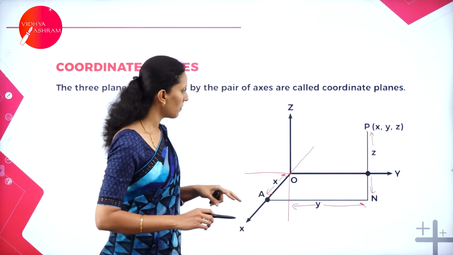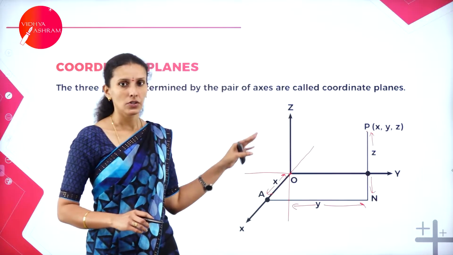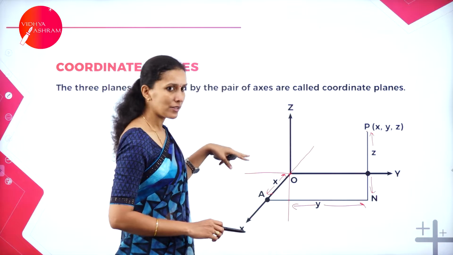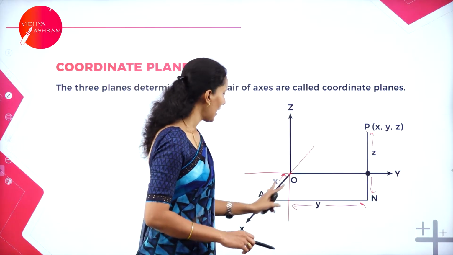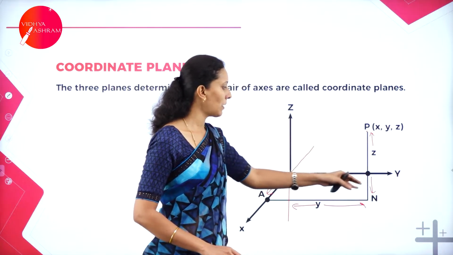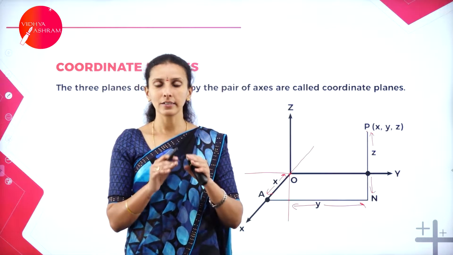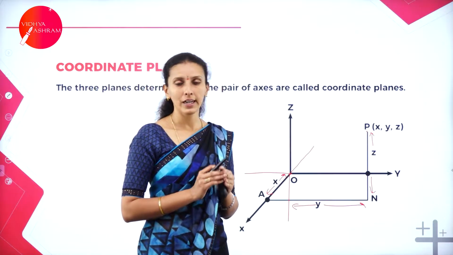Here we have three planes: the xy plane, the yz plane and the xz plane. These planes are determined by pairs of axes. When you consider one plane, it is the x-axis and y-axis, another is the y-axis and z-axis, and another is the x-axis and z-axis. All three planes determined by two axes are called the coordinate planes.